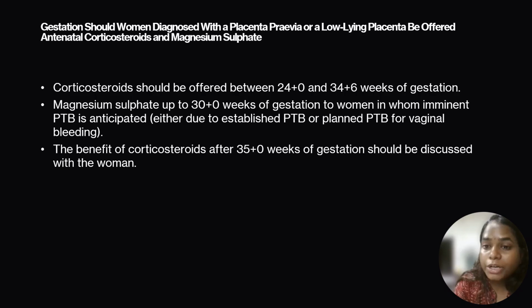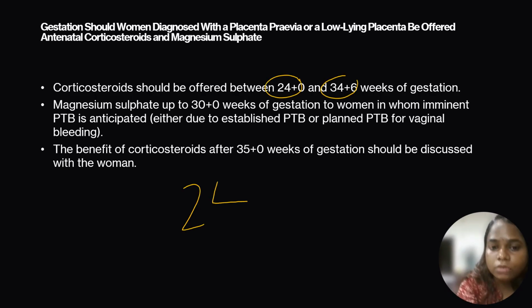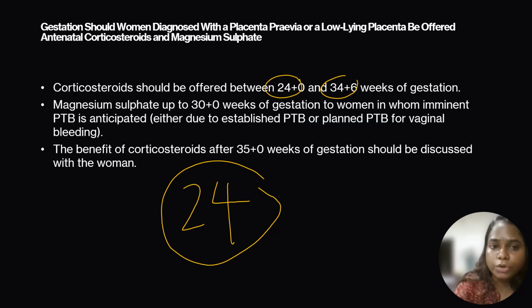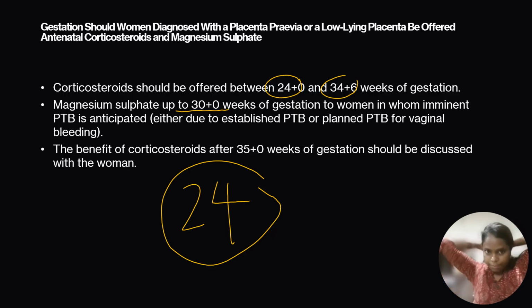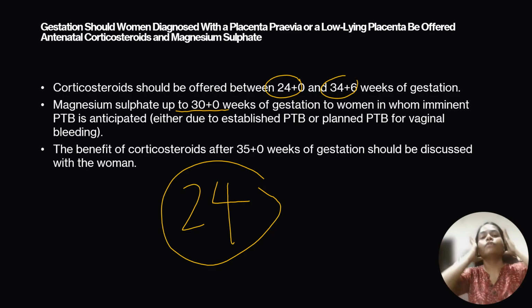Corticosteroids should be offered between 24 to 34 weeks. Remember this 4. Okay, so 24 weeks onwards you'll give corticosteroids. Up to 30 weeks of gestation, you'll give magnesium sulfate in whom preterm birth is anticipated. The benefit of corticosteroids after 35 weeks should be discussed. If the woman is saying that give me corticosteroids, then you should discuss with the woman and you can prescribe. But generally till 34 weeks, you should go for corticosteroids.